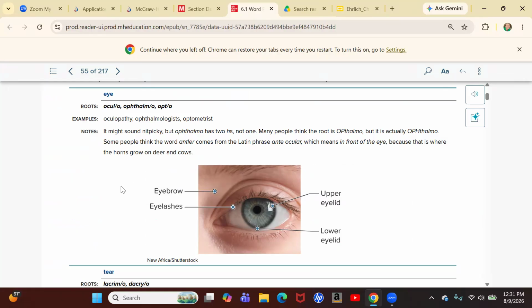So when we look at the word parts that mean eye, there are three. There's actually more than three, but for our purposes here, we have oculo, ophthalmo, and opto. So oculopathy, ophthalmologist, and optometrist. So, oculopathy, a disease of the eye, an ophthalmologist, a specialist of the eye, and an optometrist. Metry means to measure, so measuring the visual acuity of the eye.